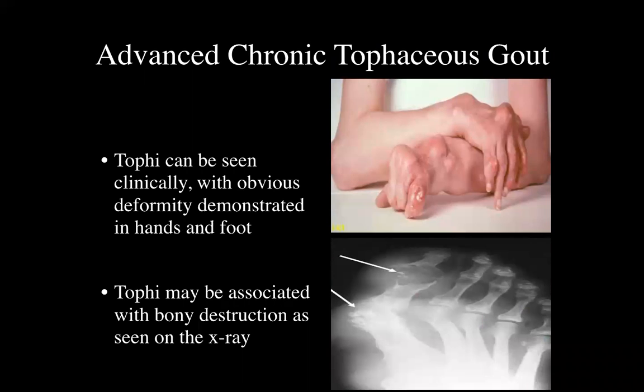This one is advanced chronic gout. Tophi can be seen clinically with clear, obvious deformity, demonstrated in the hand and foot. See, look at the foot and hand. In this type of chronic gout, you can see clearly what happened to the hand. Tophi may be associated with bony destruction on an X-ray. In X-ray, maybe it will be clear.